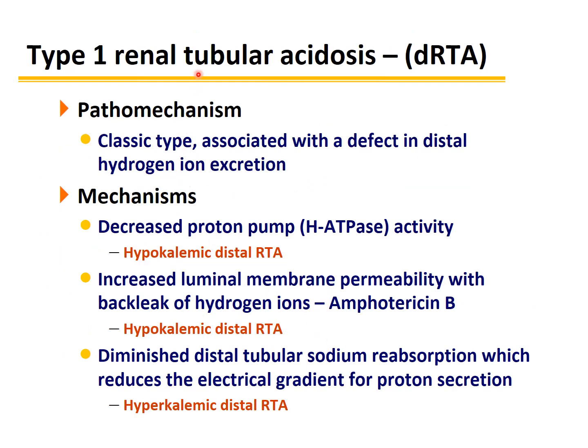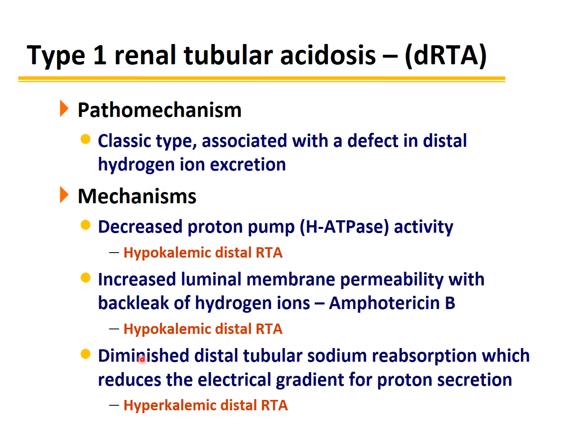Now, type 1, the distal renal tubular acidosis, that's the classical type. It's associated with a defect in distal hydrogen ion excretion. The mechanism is decreased proton pump, hydrogen ATPase activity, and this is the hypokalemic distal renal tubular acidosis. Another thing: when we have an increased luminal membrane permeability with back-leak of hydrogen ions, for example, amphotericin, an antifungal agent that makes pores in the tubules, that is another type of hypokalemic distal renal tubular acidosis.